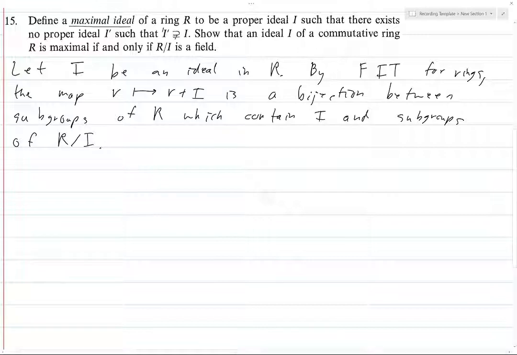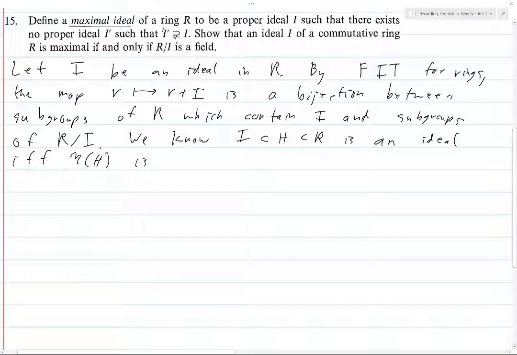Okay, so next we know I contained in H contained in R is an ideal if and only if... So we know H is an ideal, that's the thing we're talking about, but it just happens to contain I and be a subset of R. It's an ideal if and only if eta of H is an ideal. So suppose I is maximal.